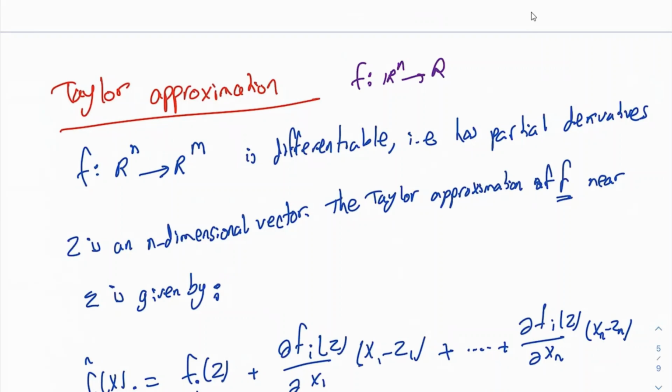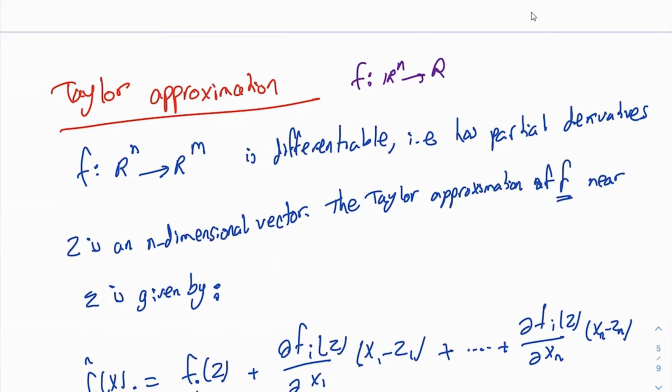So the point x and the point that we consider near the point x, z, they are n-dimensional vectors, but the function f will be a vector as well. Okay, let's see how to define this. So first we have to define the function f to be differentiable with the partial derivatives defined, because we want to eventually take a partial derivative, so they must be defined. And z is an n-dimensional vector. So assume this z is any point close to x, right? We want to find the Taylor approximation of the function f of x near the point z.